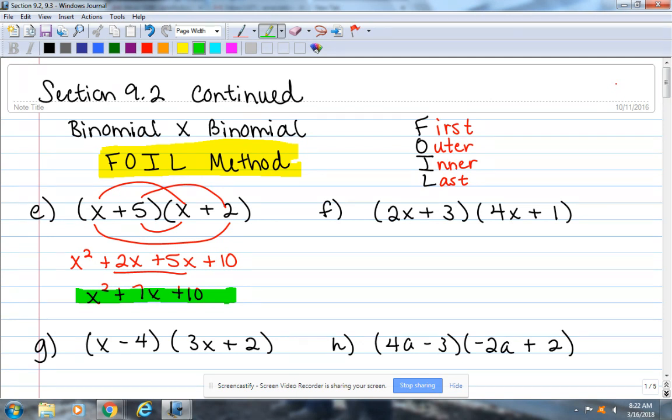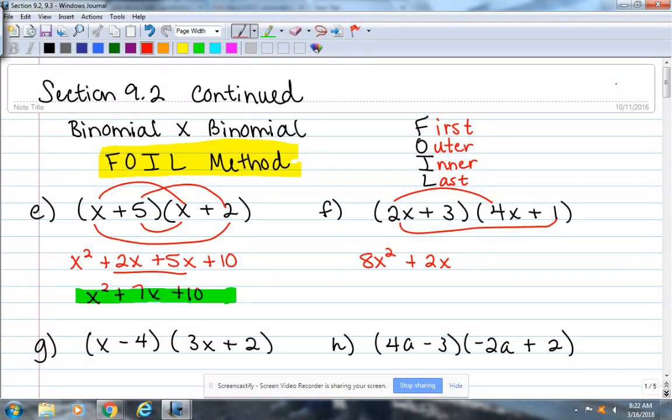Okay? So, problem F. What two things do you think we're going to multiply together first, whether we think about distributive or FOIL method? 2x times 4x. So what is 2x times 4x? 8x squared, right? X times x is x squared. And then what do we multiply next? The outside terms, 2x times 1. What is 2x times 1? So put plus 2x.